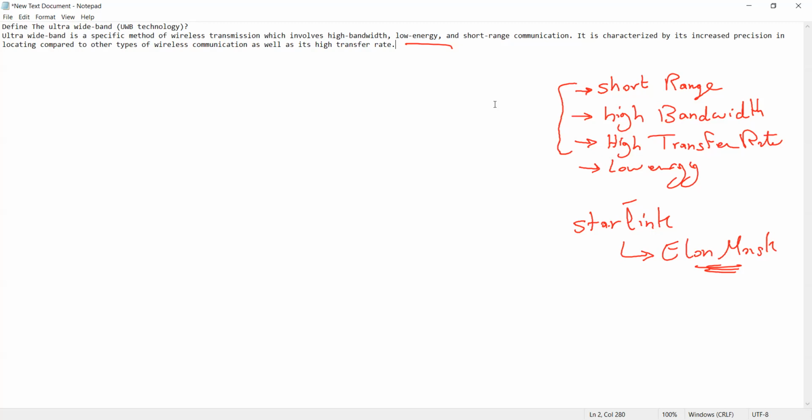establish internet communications using the Starlink satellites that are owned by Elon Musk. So this is also, besides ultra wideband, one of the possible ways to communicate with the internet or even with the rescue team.